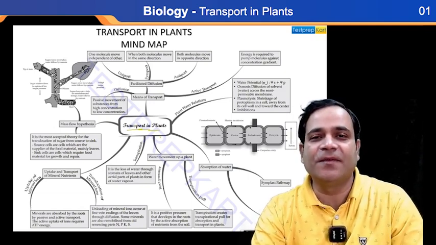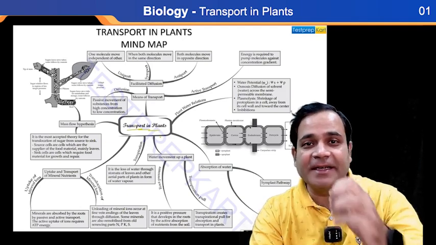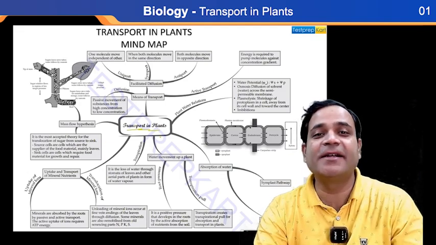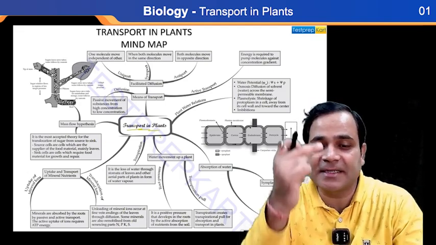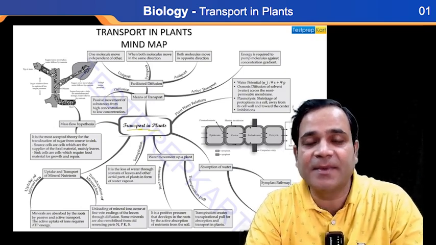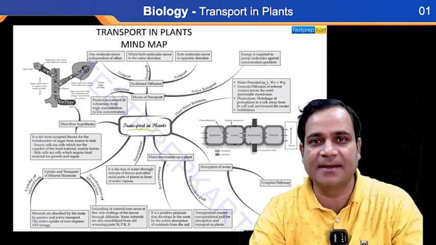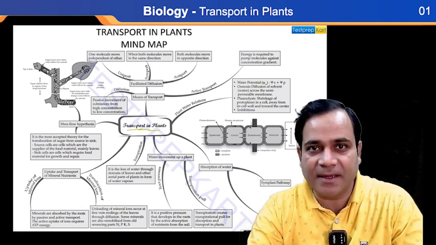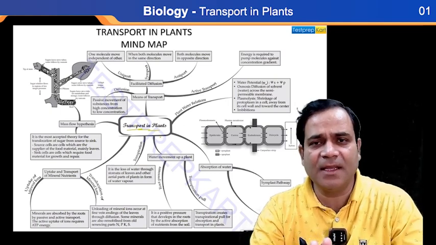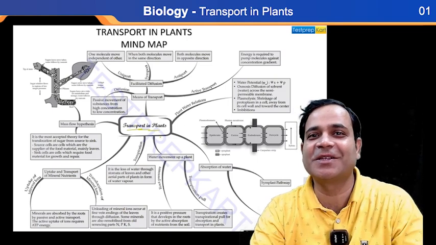Because we need energy at the longer distance, my dear. Getting my point or not? Longer distance, it means what? The distance is so high in plants and animals, my dear. So that's why they need blood vessels there. So the distance is so long, so that's why we need a system. That system is called the circulatory system.